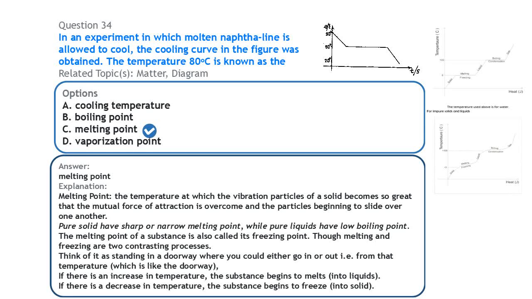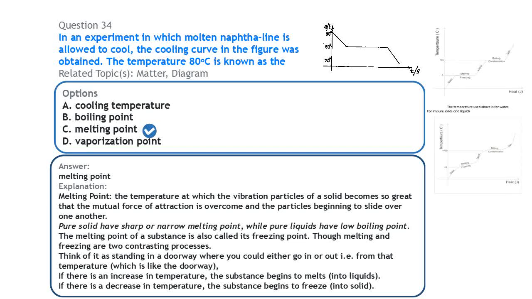This is the point where, if the temperature is increasing, we say that it is melting, meaning it is becoming like a liquid, because melting happens with increasing temperature. But if it keeps going down, then that means it's freezing. But this point here is what we call the melting point.